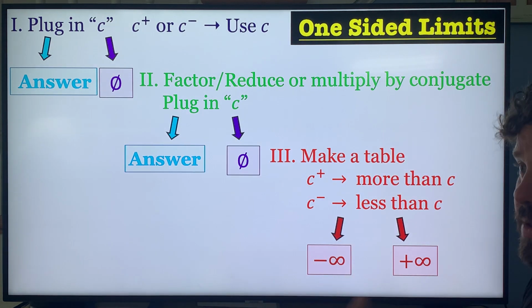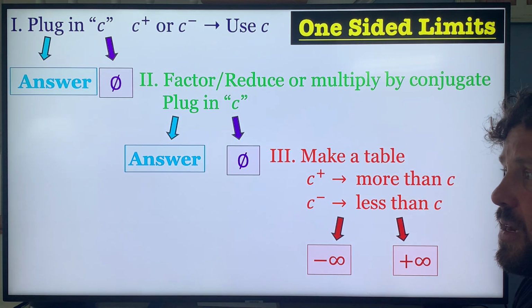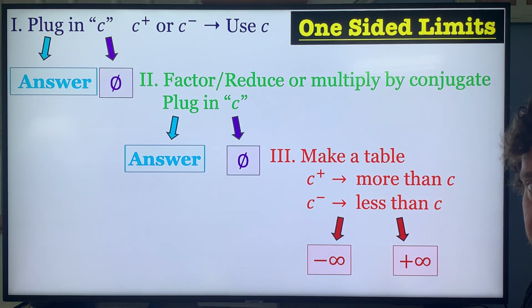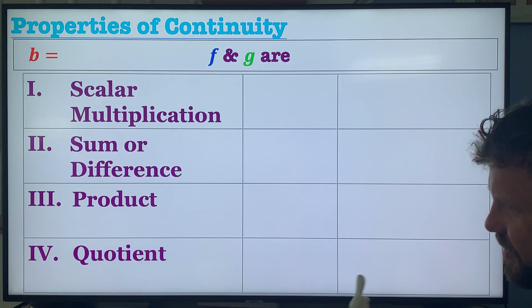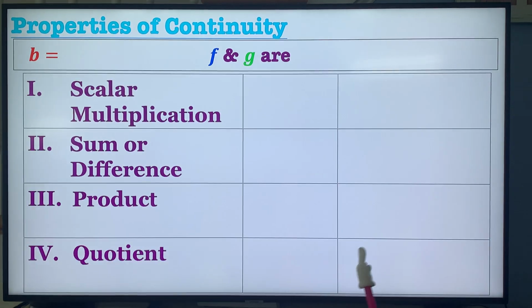When you do a one-sided limit, you have to have an answer, unless it's a part of a graph where nothing exists. And I don't see you getting any of this stuff. Got it? Got it? Good. The limit for one-sided limits is never DNE in my class. There are always exceptions to the rule, but we're not going to deal with that.